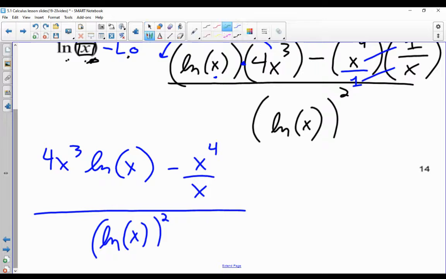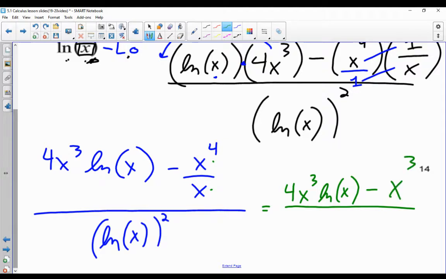All right, we can still simplify a little bit more. I'll still have 4x cubed natural log of x minus x to the fourth divided by x. Take 1x away from top and bottom. That will just leave you with x cubed over 1, which is just x cubed. And then on bottom, you can have natural log squared, but if you want to formally write it so that the squared is right in the middle, that is also correct.